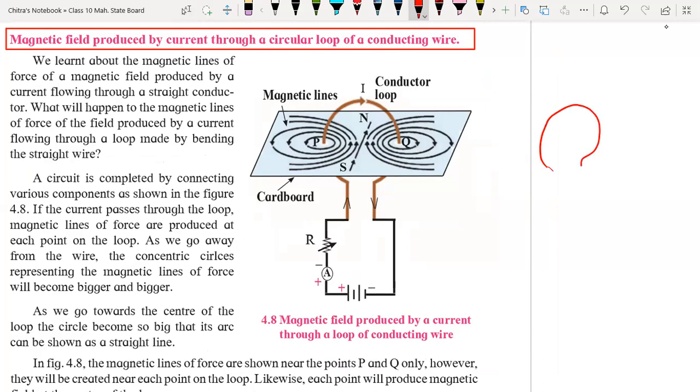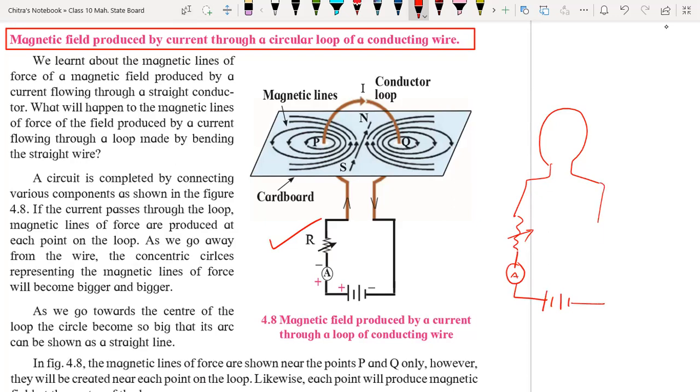Here we have connected that circular loop with an external source of electricity. Here we have a resistance so that we can adjust the flow of current. Here we have an ammeter, as you can see in the diagram, and here we have the battery, which is the external source of electricity, and we have connected that with the circular loop here. Let me draw a little bigger circular loop like this.